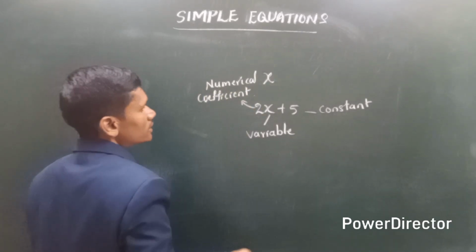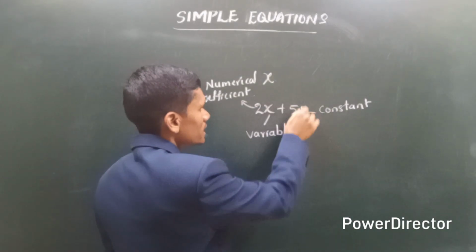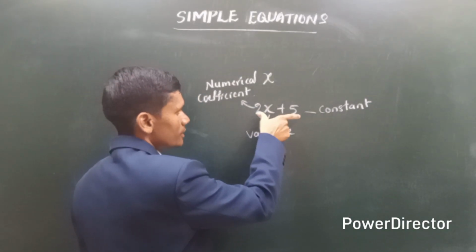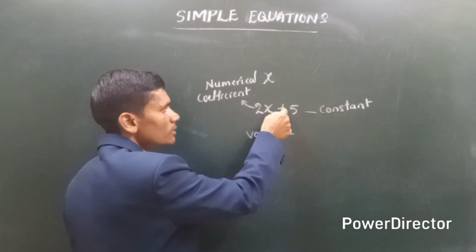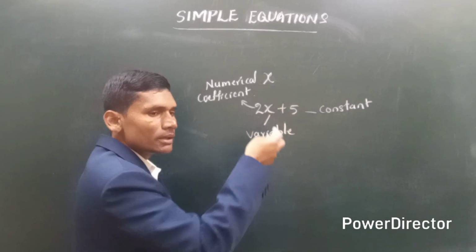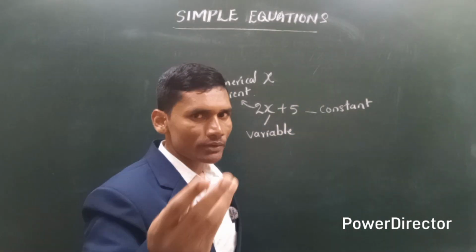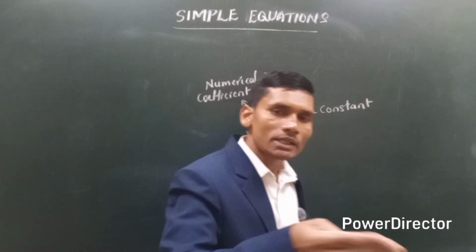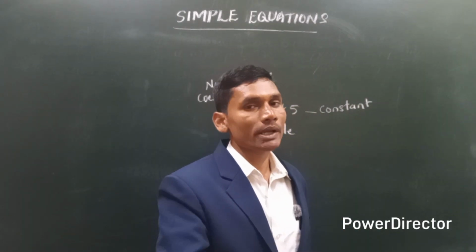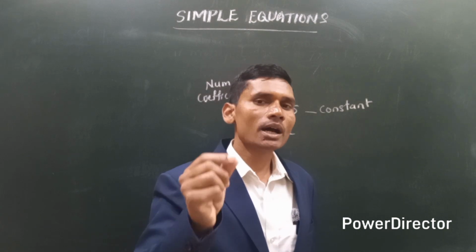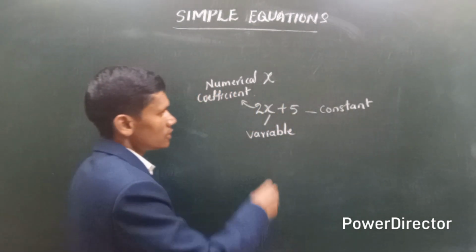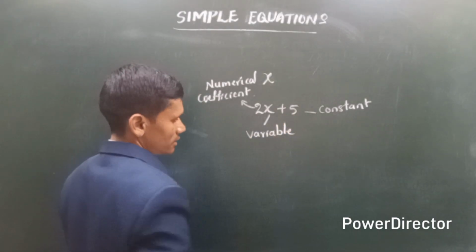So this entire expression has two terms. They are connected by what? A positive sign in between. It may be a positive sign or a negative sign. When two or more algebraic terms are related by positive or negative sign, they give us an algebraic expression, remember. So this is an algebraic expression.